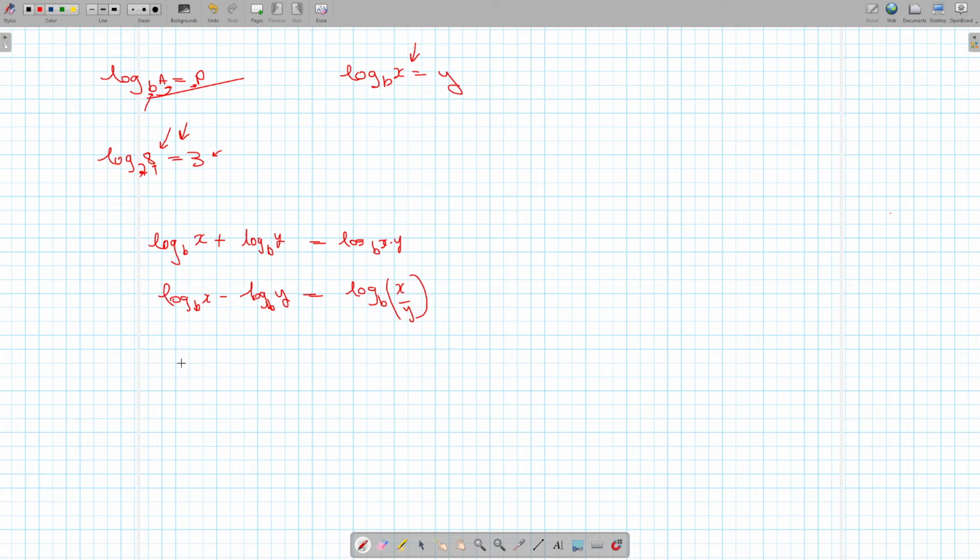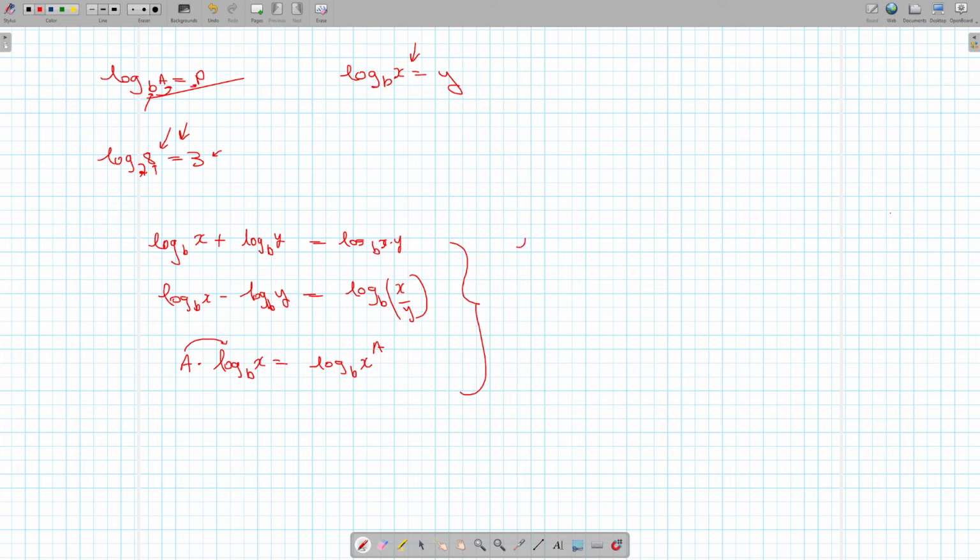How about a times log base b of x? If it's a number being multiplied inside, it's going to be the same as log base b of x to the power of a. So these are some nice properties. This is actually why mathematicians really like using the log, because it has these properties.